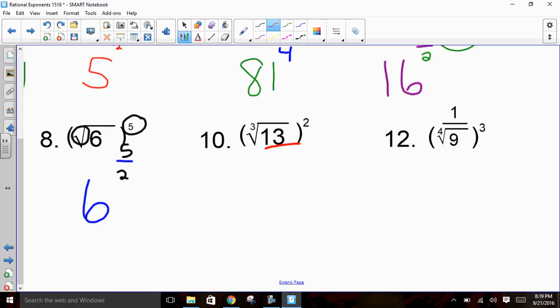Number 10, I have my 13. That is going to be the denominator of 3 with a numerator of 2, because I have that power of 2.